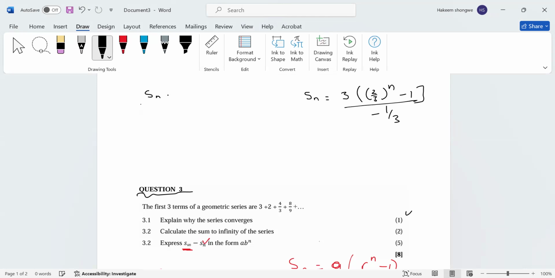Yes. We have sum to infinity minus Sn. So sum to infinity, we say this is 9, minus you have 3. Oh, if you want to do it vice versa, we can still do it vice versa. We can have 1 minus 2 all over 3 to the power of n, all over 1 minus 2 over 3. It's the same thing.